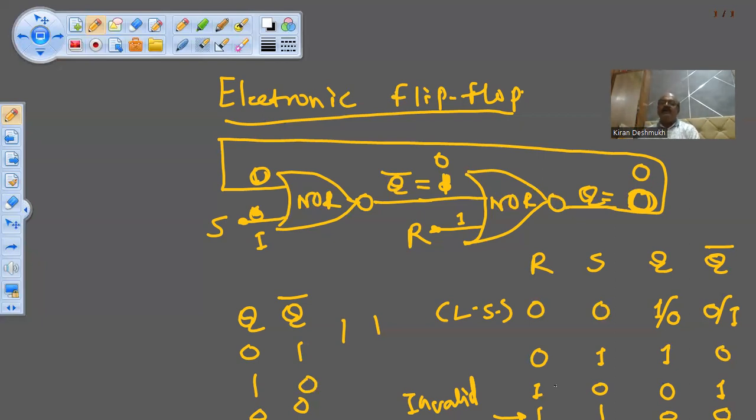And the last state is the invalid state, because when both the inputs are 1, both the outputs are 0, which is impossible. Q and Q bar should be opposite of each other. They cannot be 0 simultaneously, they cannot be 1 simultaneously. So this is the invalid state. There is only one invalid state. The other three states are possible in the RS flip-flop. This is a simple RS flip-flop.